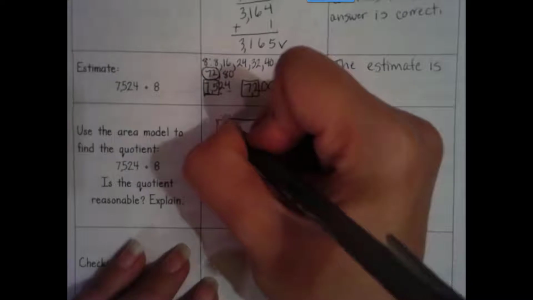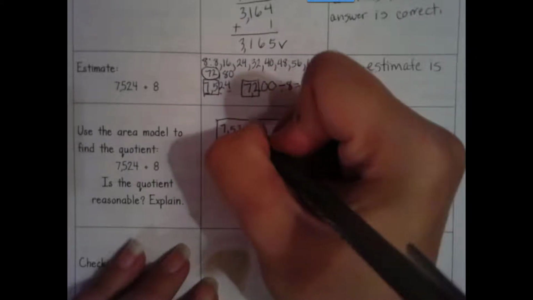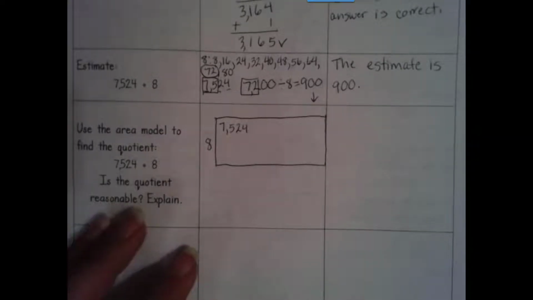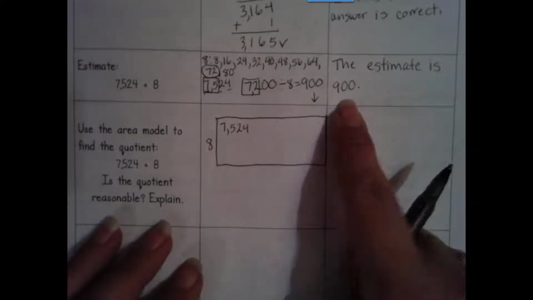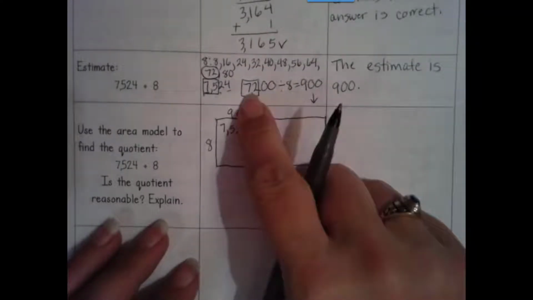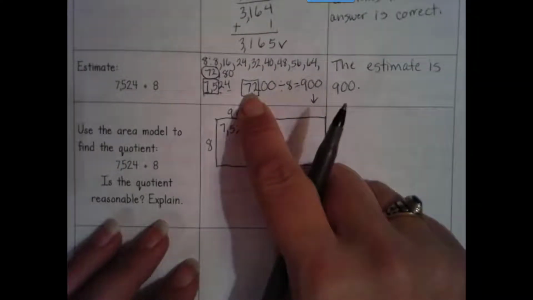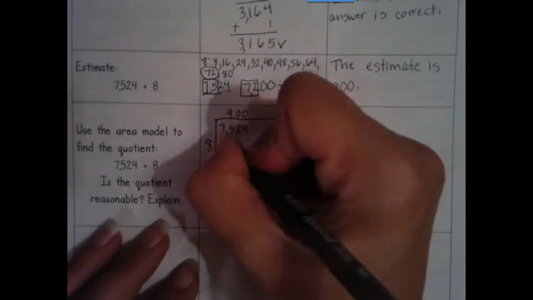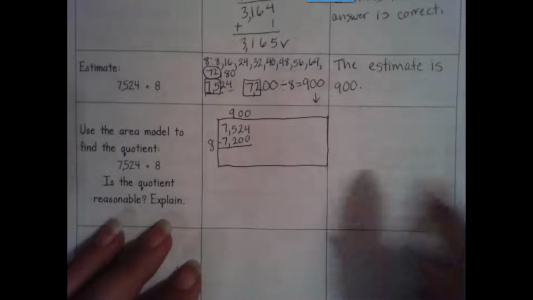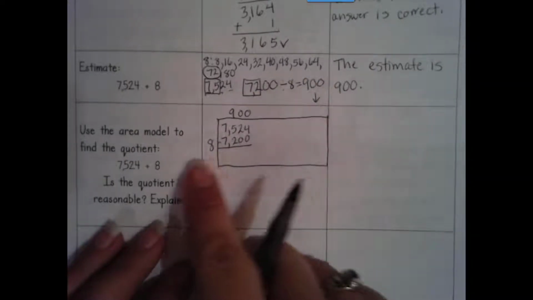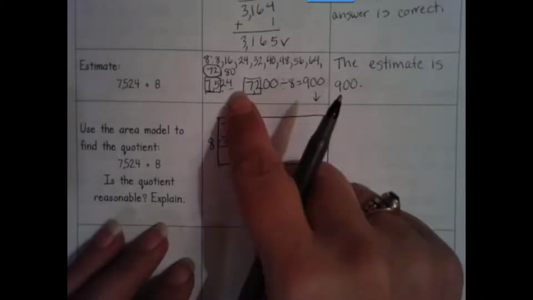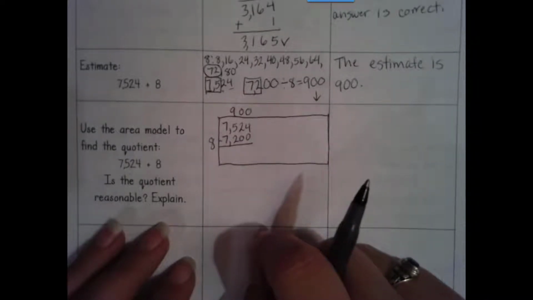So inside 7,524, 8 out here. Knowing that this is a low estimate gives me a good starting point. And I already know what 8 times 900 is. It's 7,200. That's another benefit of estimating before we actually solve. It gives us a starting point and information to make it even easier.